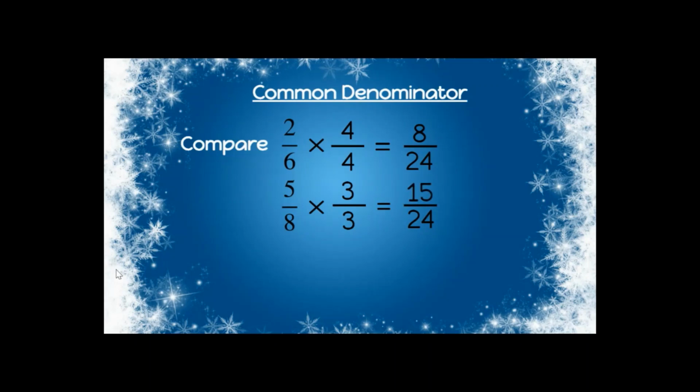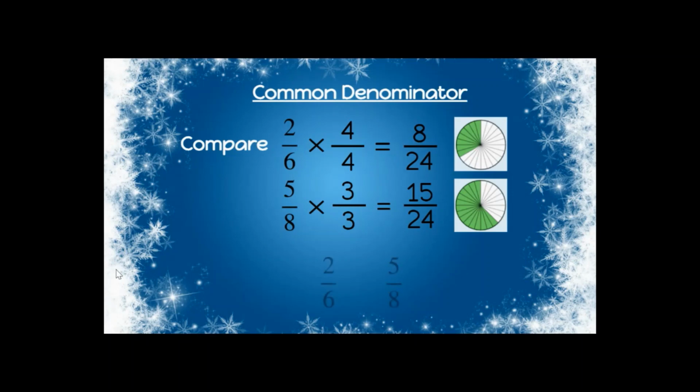I can now use my 2 equivalent fractions to compare my original fractions. Since 8 24ths has less 24ths than 15 24ths, I can determine that 2/6 is less than 5/8.